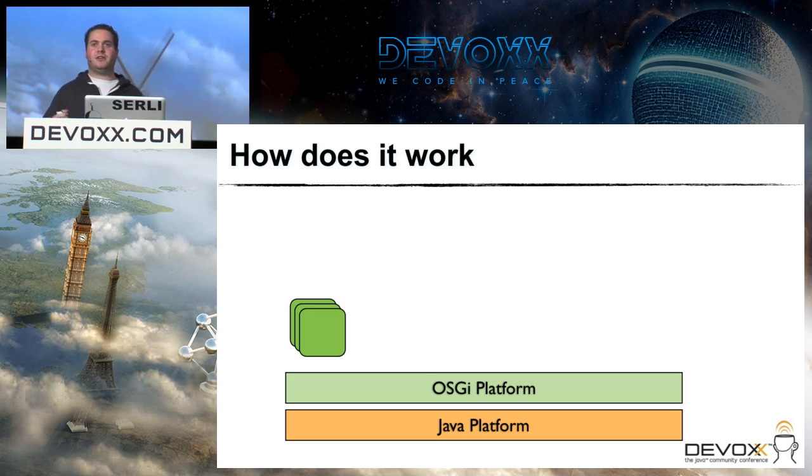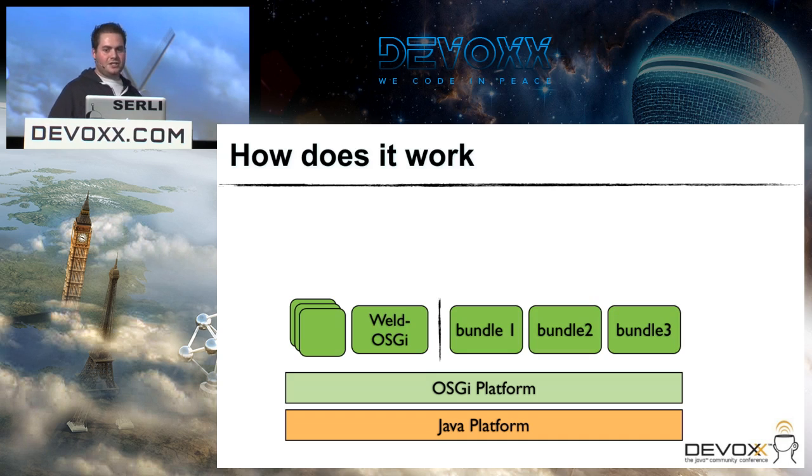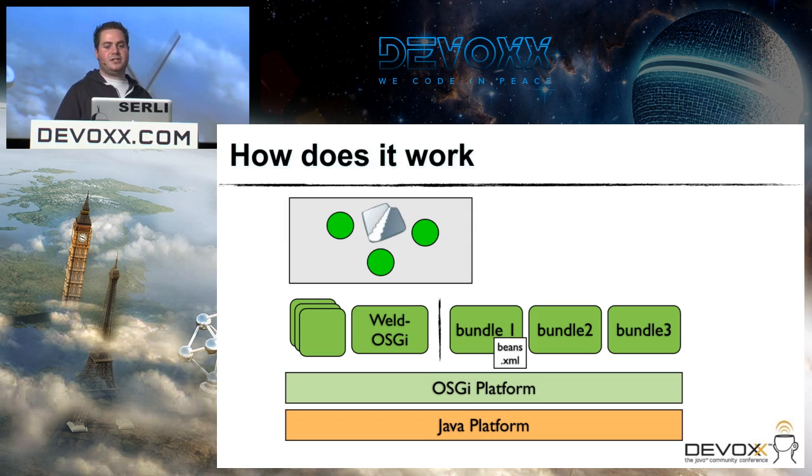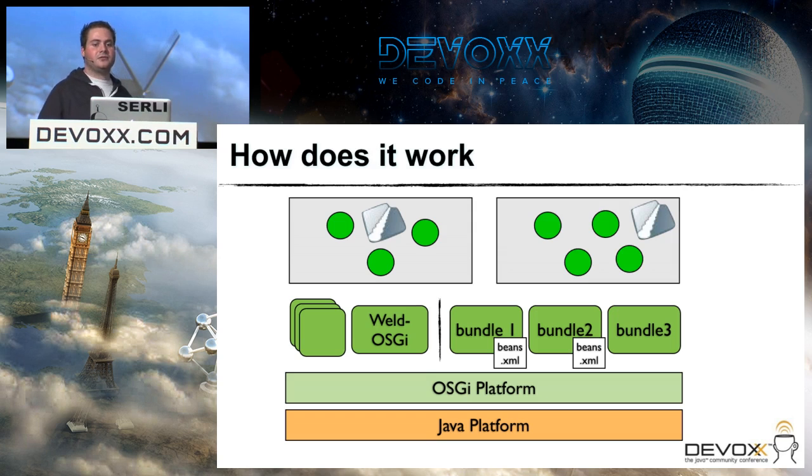Let's say you have an OSGi platform with some bundles installed on it, and you install Weld-OSGi. At this moment, each time you install a new bundle that is CDI enabled, we track that with an empty beans.xml file inside the bundle. So each time a bundle like that is installed in the OSGi platform, we start a new CDI container. And in this container, we can use all the CDI features like dependency injection, event broadcasting, or whatever you want.